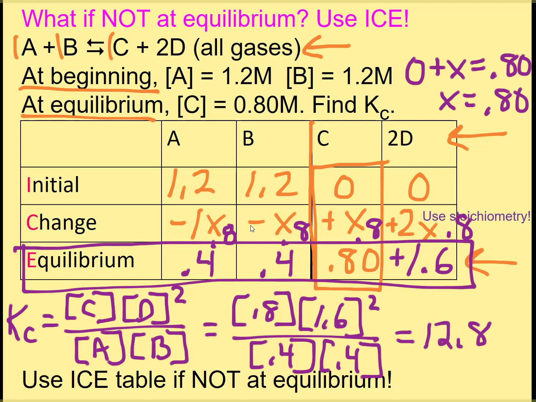So looking at that value, that tells me I'm going to have more products than reactants. And I can actually see that. Look at what the molarity values are. 0.8 and 1.6, that is more products than reactants.